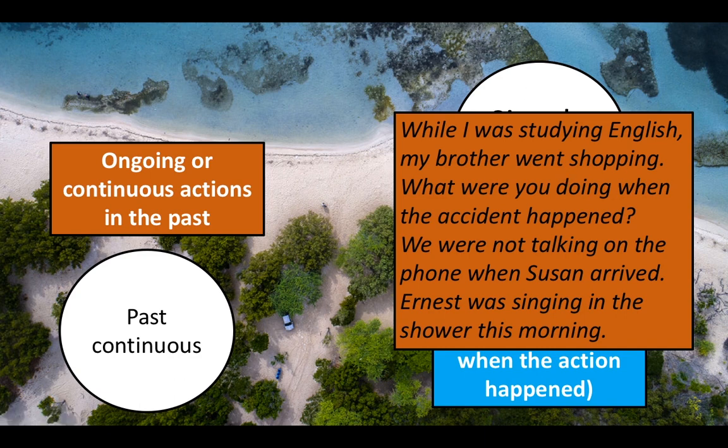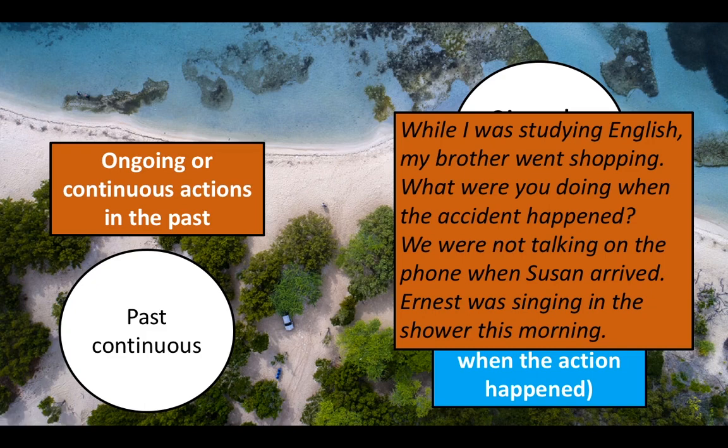What were you doing when the accident happened? Well, this is a question we use to ask a person what he or she was doing at the same time or before the accident happened, and then I'm asking about the activity he was conducting when something else happened. What were you doing is the question in the past continuous. We were not talking on the phone when Susan arrived. That is a sentence in the past continuous, but it's a negative sentence. Remember that for the past continuous, we use verb to be and not for a negative sentence.